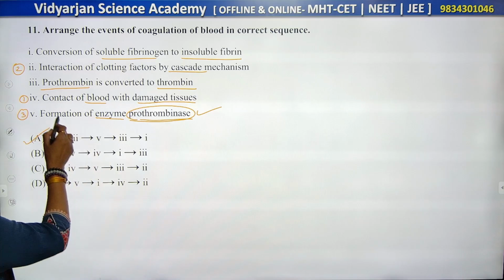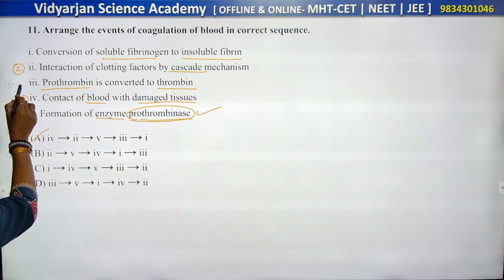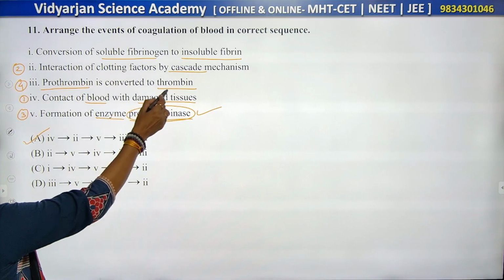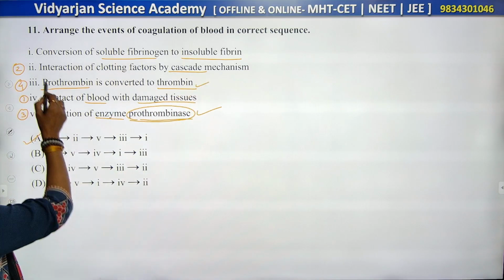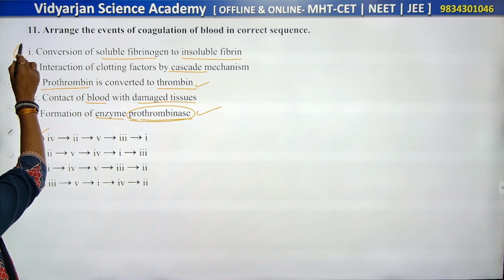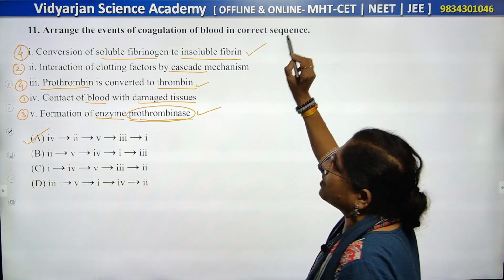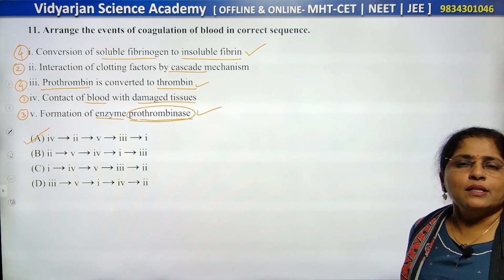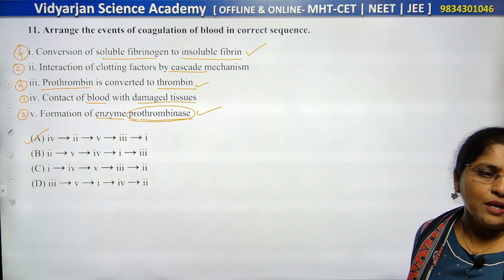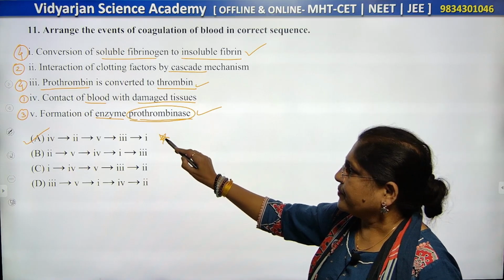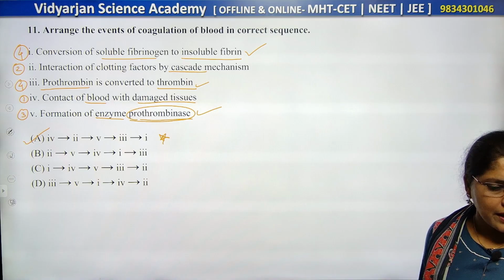Followed by, we have number 4, that is prothrombin is converted into thrombin. And the last one, number 5, is conversion of fibrinogen into insoluble fibrin. Means what? The blood clot is formed here finally. So this is the correct sequence. Okay, so A is the correct answer.